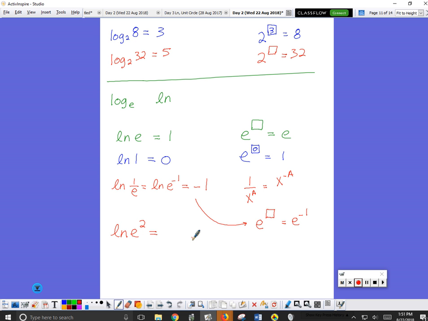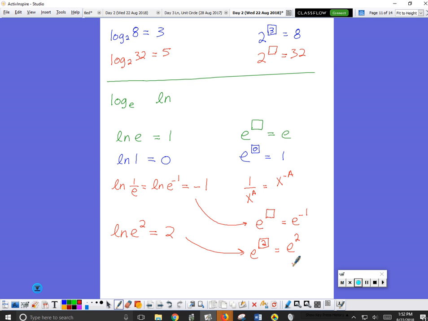Natural log of e squared. So if you're doing this, give yourself 2 more. Because your brain is thinking, okay, not a big deal. Natural log means e to the what? So e to the what's got to become e squared. That value has to be 2. Questions?